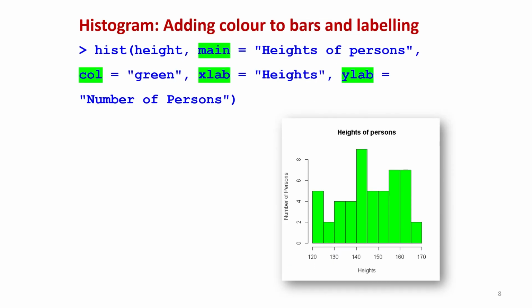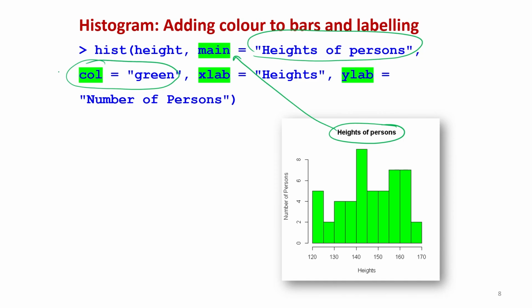And if you want to customize this graph, for example, if you want to give the title of the graph as height of the person, then I can use the command main, and within double quotes we write heights of persons. If I want to change the color of the graph, then I can use the col option as green, and you can see that the color of this graph is now changed to green.